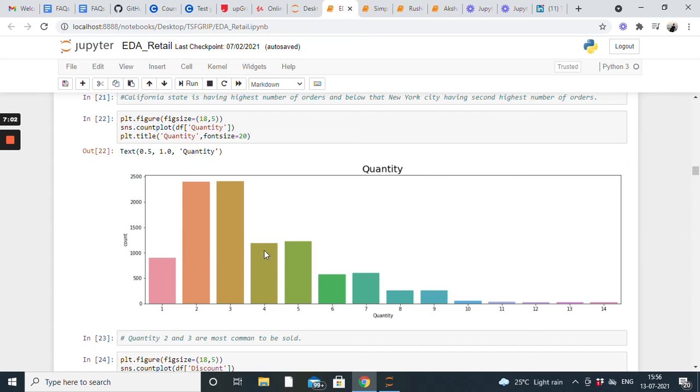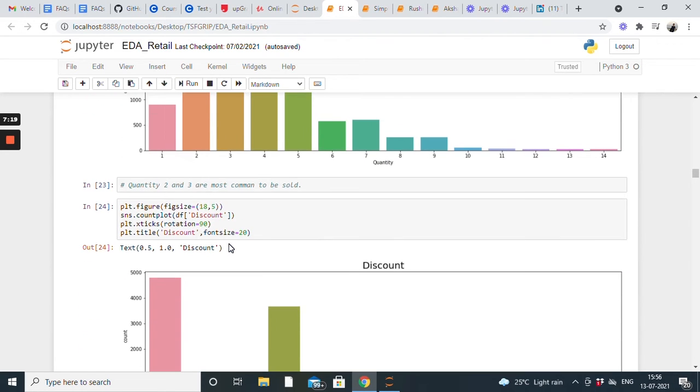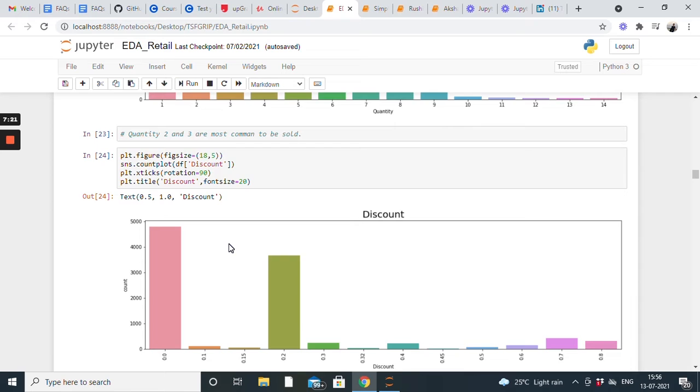Okay, so let's go with the count plot of just quantity, right? We are just plotting the count plot of quantity here. Quantity 2 and quantity 3 are the most commonly sold. Afterwards we'll go with the count plot of discount.